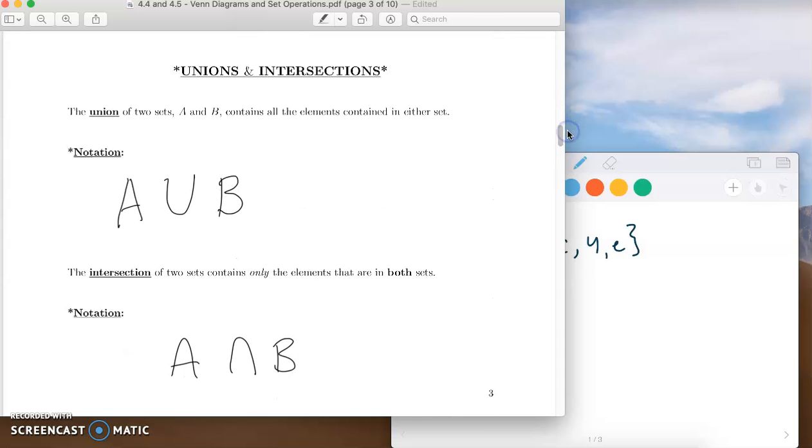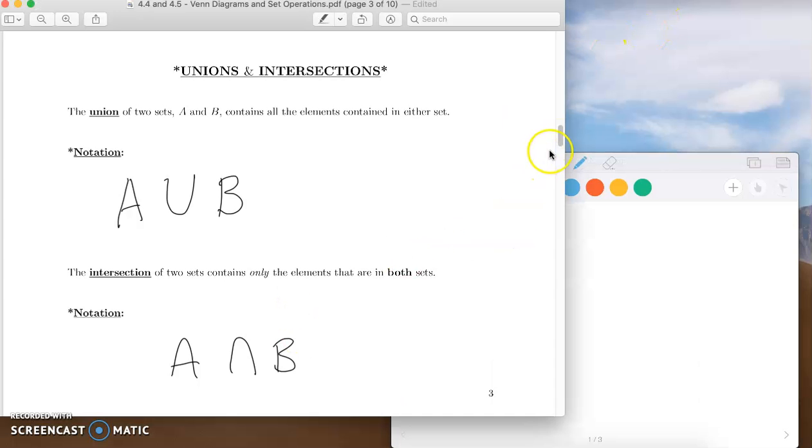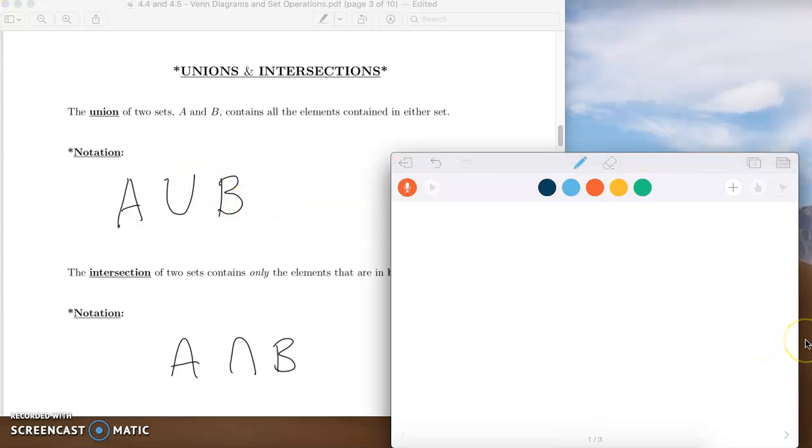Let's go down. Okay, unions and intersections. So you can see the writing's real great on here. I have a hard time writing on this, so please disregard the horrible penmanship. The union of two sets A and B contains all the elements contained in either set. We'll go through an example in a minute, but the notation is A ∪ B. It's not a U, it's just kind of like a U without the top part. But the way I always thought of it when I learned it is it looks like a U, so you think it means union. So this is A union B.